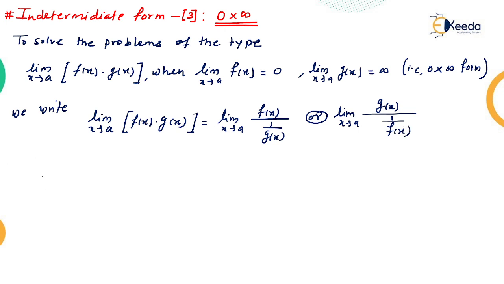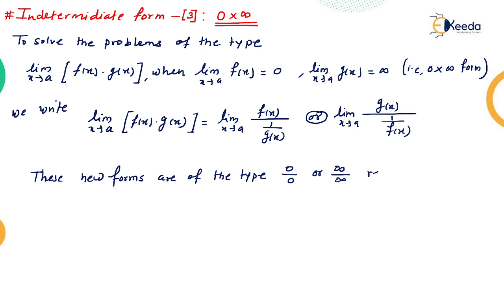So therefore these new forms are of the type 0 by 0 or infinity by infinity respectively, which can be solved by using L'Hospital rule, guys, L'Hospital rule.